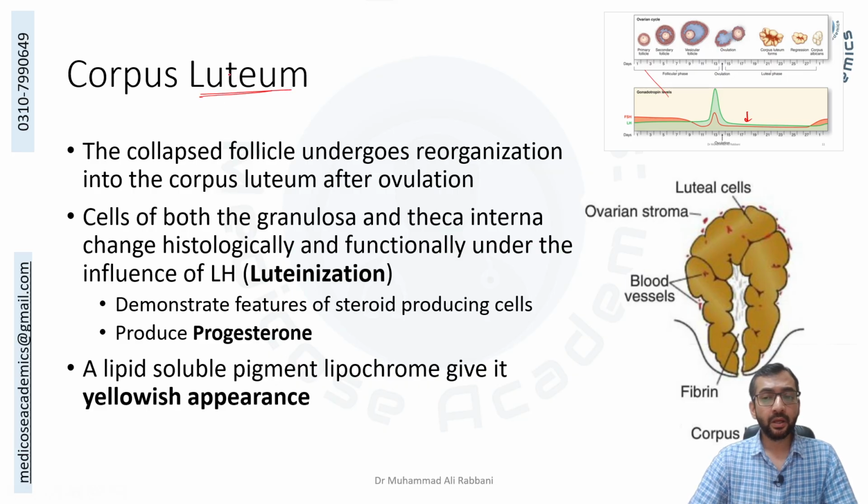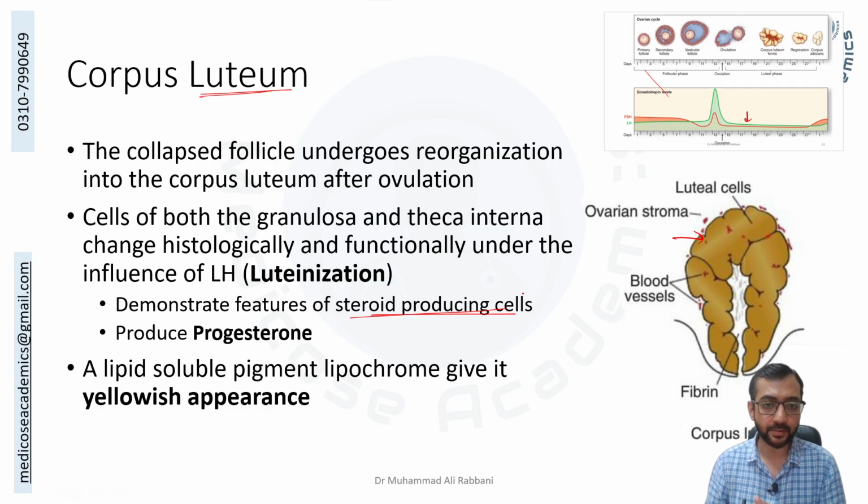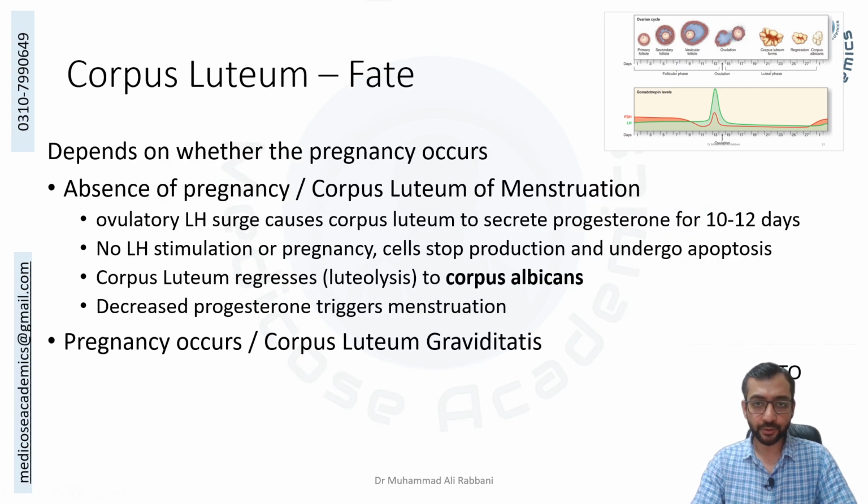Luteum is for yellow, and now they develop to be steroid producing cells, and their primary function now becomes the progesterone production. This is corpus luteum.